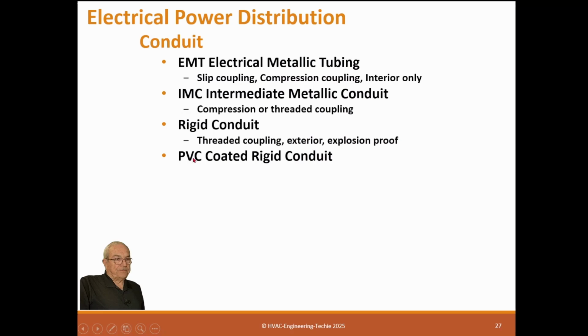PVC-coated rigid. This is a special conduit that's made for wet environments. So if you have a corrosive environment, you would use this PVC-coated rigid conduit. It's a bear to work with. You have to kind of peel off the PVC to thread it. Then you have to seal that back. So they're much more difficult than rigid, but they're needed if you're in a wet environment.